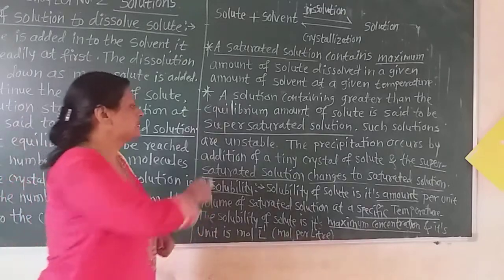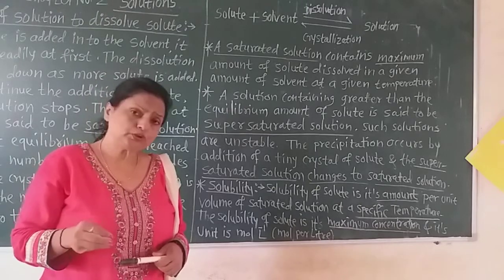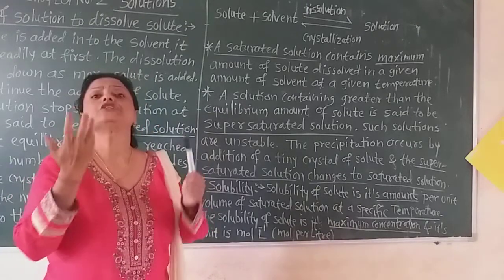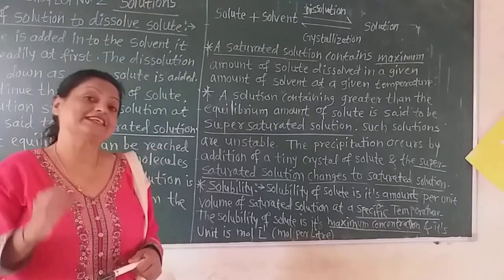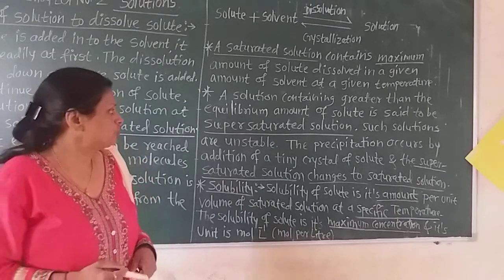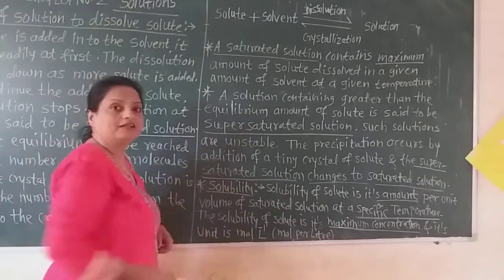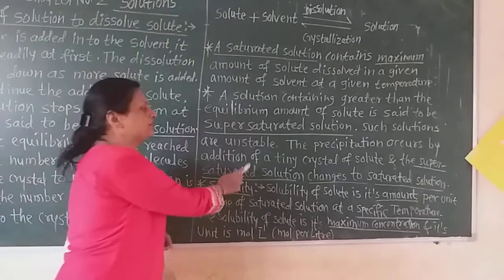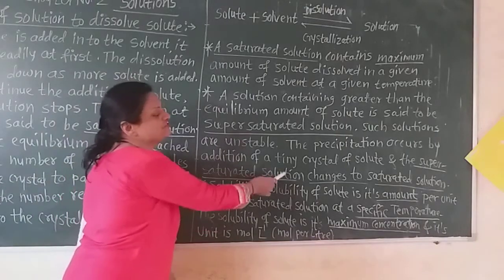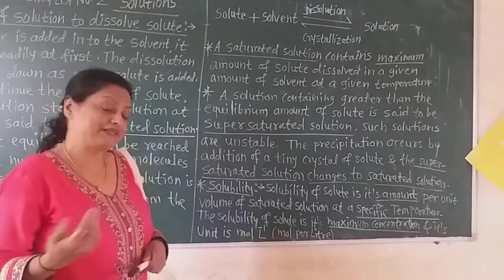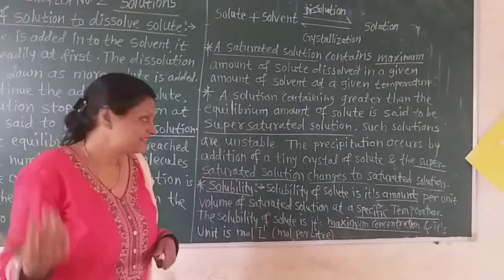Now, such solutions are unstable, because if we add tiny crystals of solute into that supersaturated solution, all the crystals of the solute get precipitated out, and therefore the supersaturated solution is always unstable. The precipitation occurs by addition of a tiny crystal to the supersaturated solution, and after precipitation the supersaturated solution changes into the saturated solution.